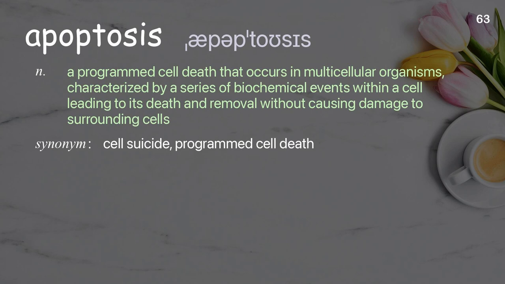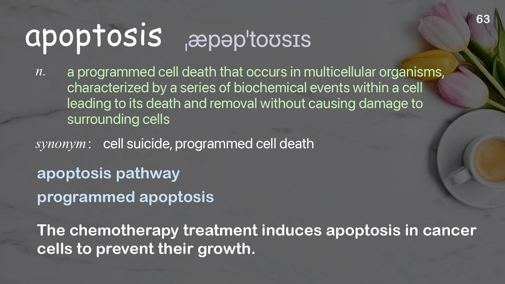Apoptosis. A programmed cell death that occurs in multicellular organisms, characterized by a series of biochemical events within a cell leading to its death and removal without causing damage to surrounding cells. Examples: apoptosis pathway. Programmed apoptosis. The chemotherapy treatment induces apoptosis in cancer cells to prevent their growth.